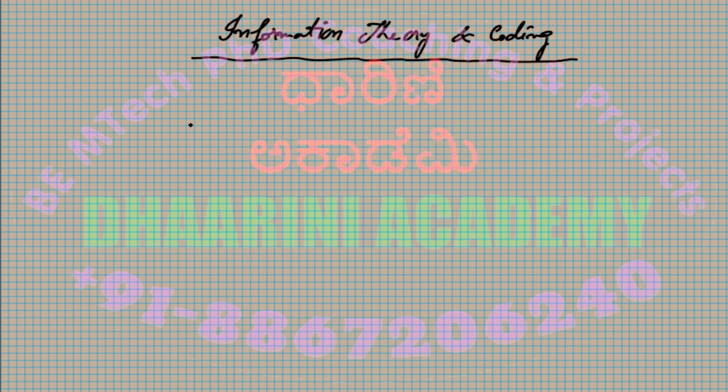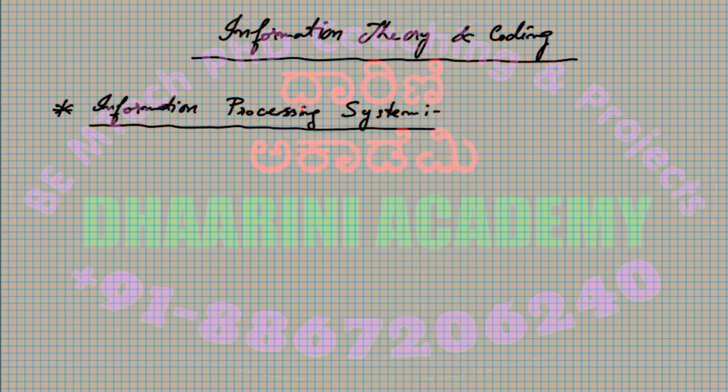The concept starts with what is called the information processing system, right? The messages which we want to communicate from one location to another location by means of any communication technique will basically be considered as what is called an information processing system. They are also called simply information systems.